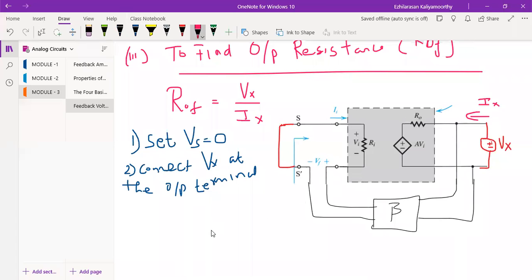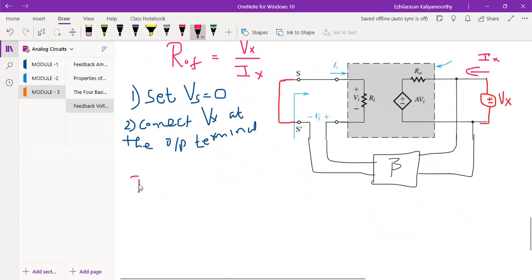Now what we are doing? If the current drawn from Vx is Ix, the output resistance Rof is equal to Vx by Ix. Now we have to find out the Ix, seeing from the output. So find Ix seeing from the output. So that is the output port, I can say. Previously that is the input port. This is the output port.